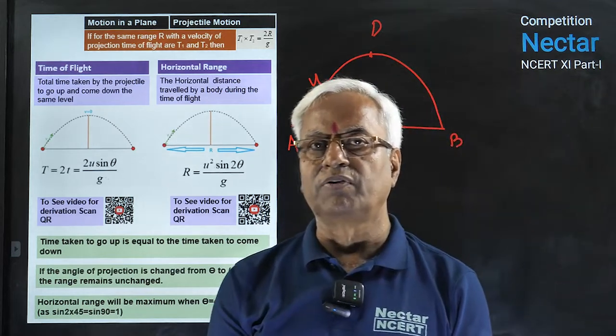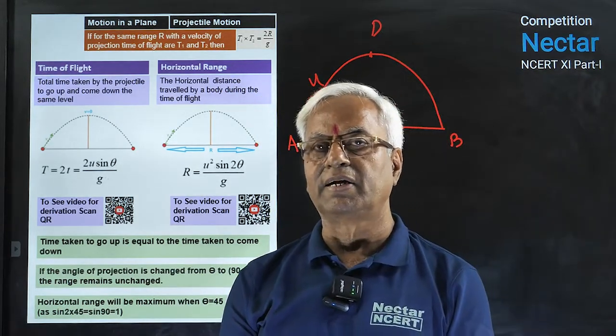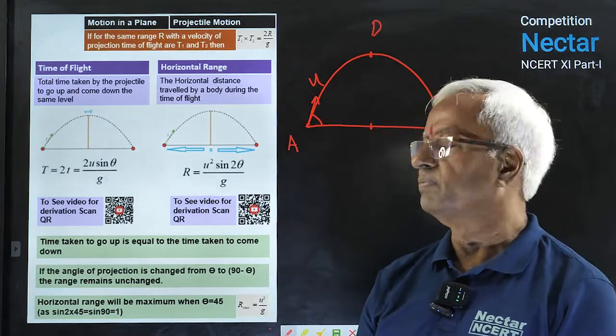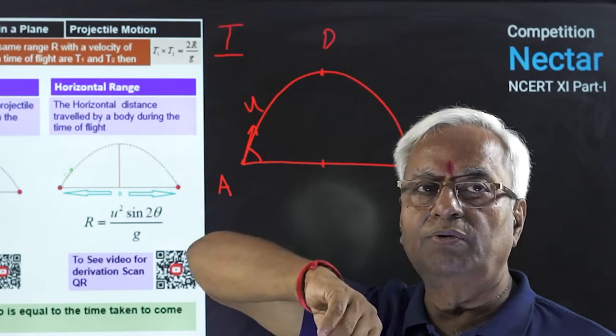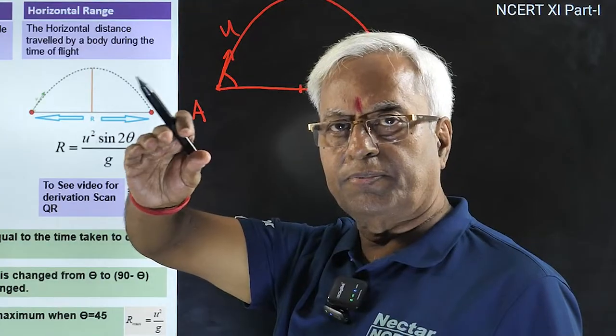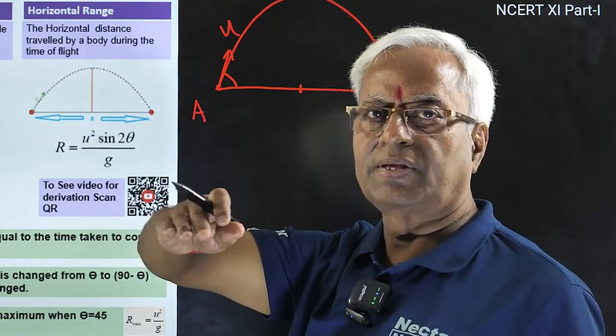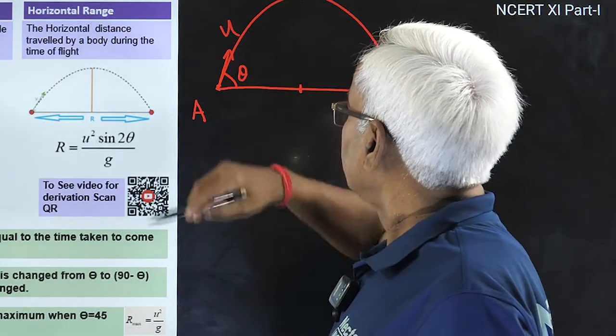We'll calculate the formula for time of flight and maximum height gained by the projectile in its motion. First of all, let's see what's the value of time of flight. Time of flight is the time taken by the projectile in returning back on the same plane. Theta is the angle of projection here.